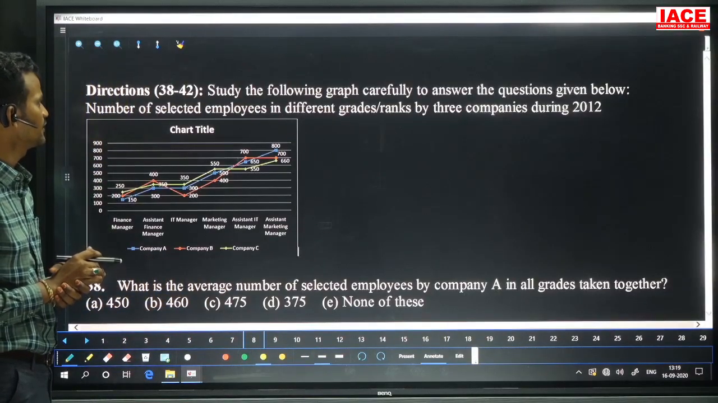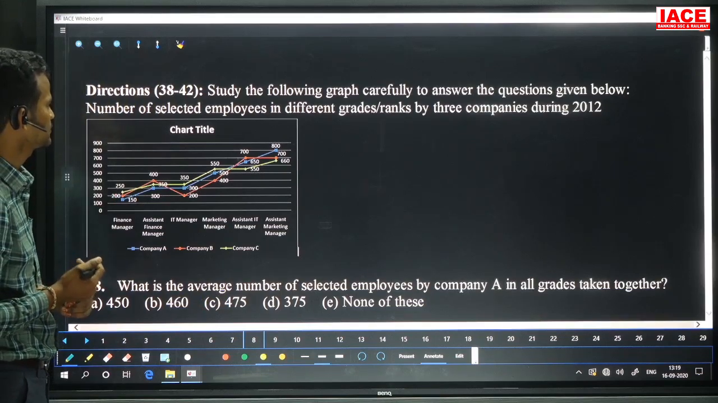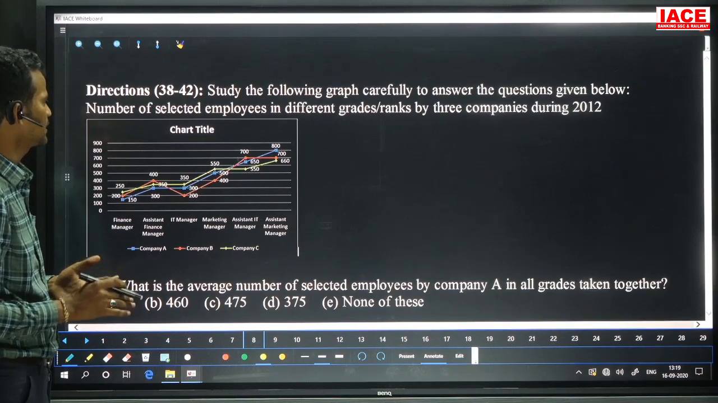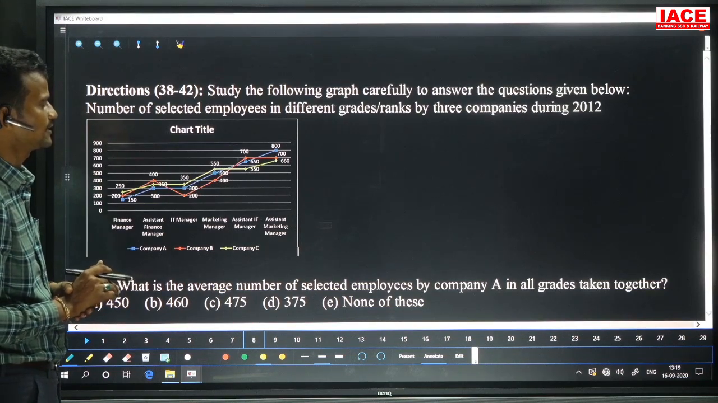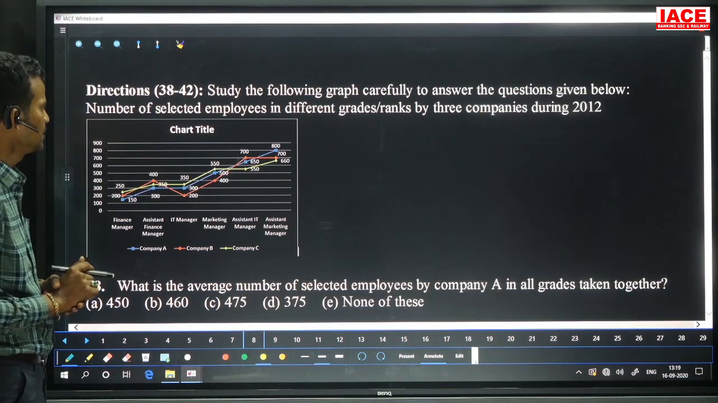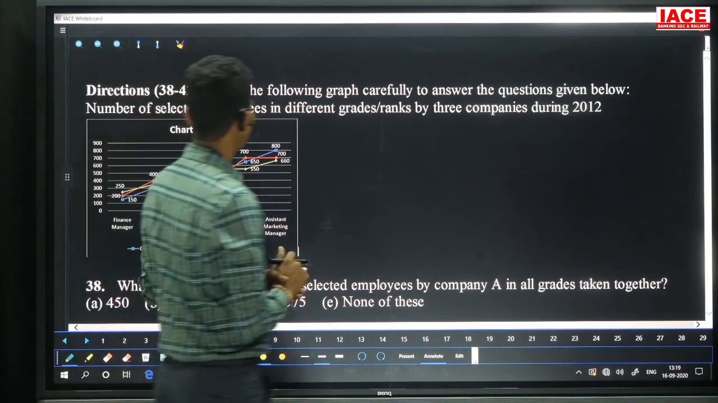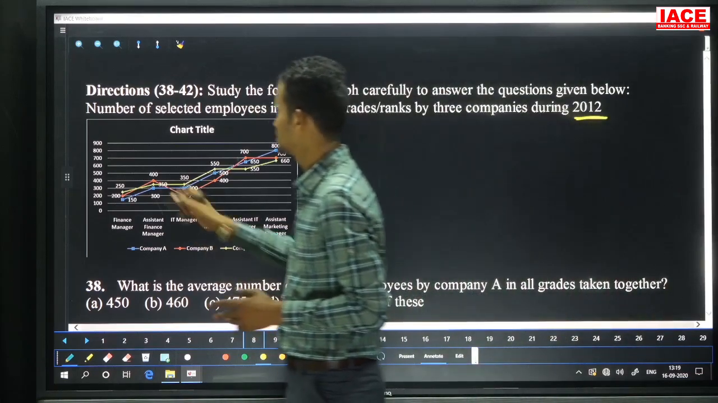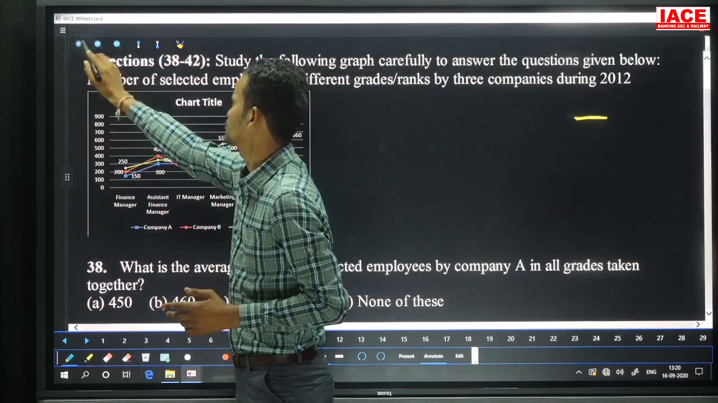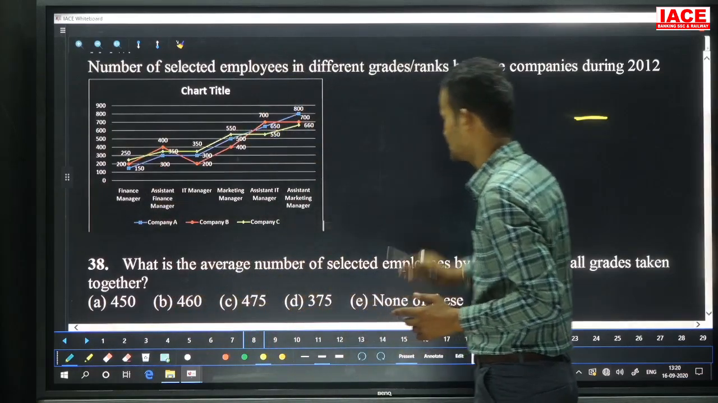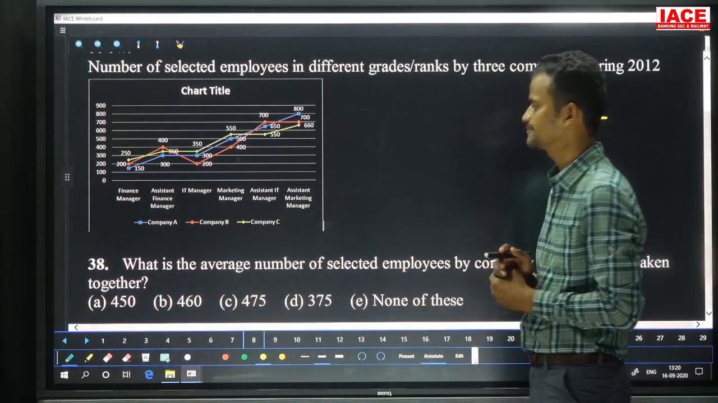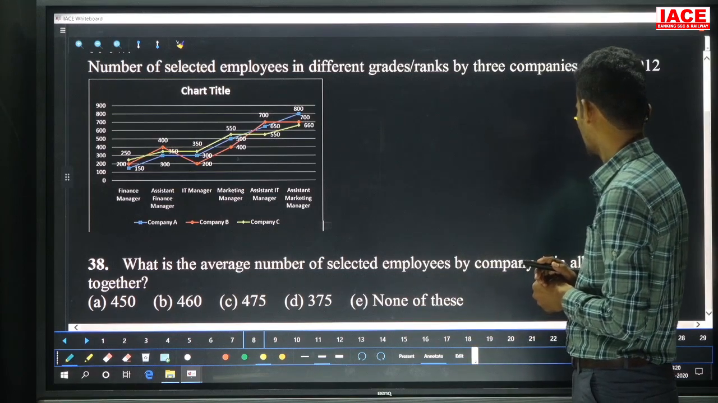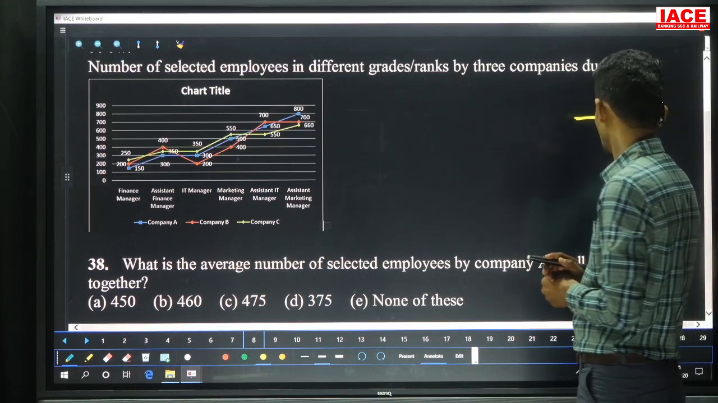Next question is given related to data interpretation. Study the following graph carefully to answer the questions given below. Number of select employees in different grades ranks by 3 companies during 2012. Okay. This is given for all the companies for 2012. This is a line graph. See the first question. What is the average number of selected employees by company A in all the grades taken together?